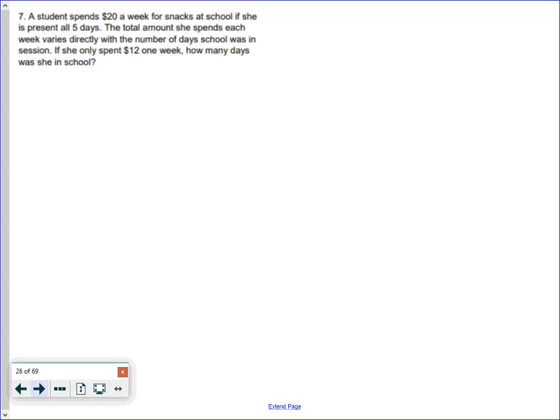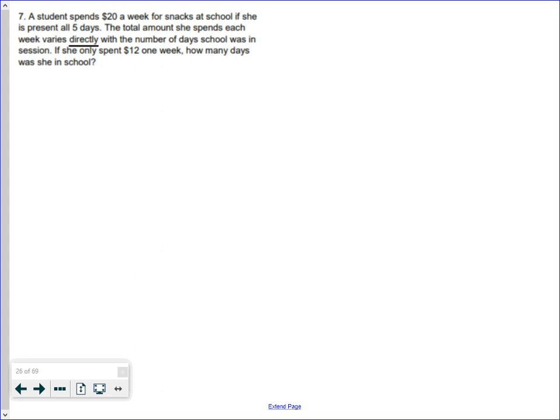All right, let's keep going. Number 7, a student spends $20 a week for snacks at school if she is present all day, or all 5 days. The total amount that she spends each week varies directly. Again, that's an important word. With the number of days school was in session. If she only spends $12 in 1 week, how many days was she at school?